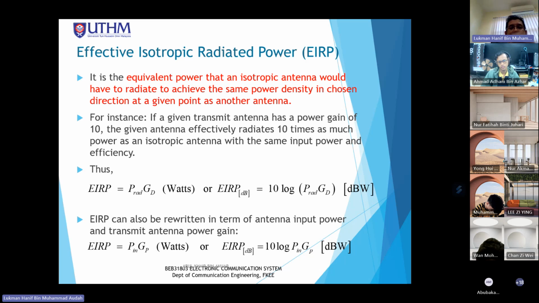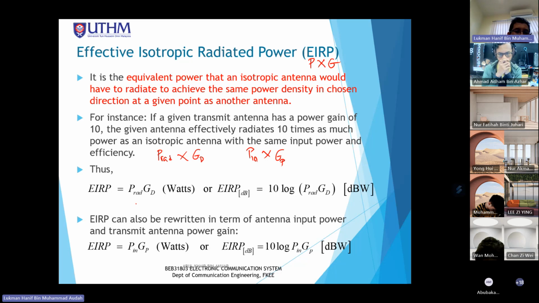For this case, as I said, there are two combinations. EIRP is actually power multiplied with gain, but which power and which gain? Either you use P radiation, and you multiply it with the directivity gain, or if you want to use P input, you multiply it with the power gain, G. EIRP is in terms of watt.